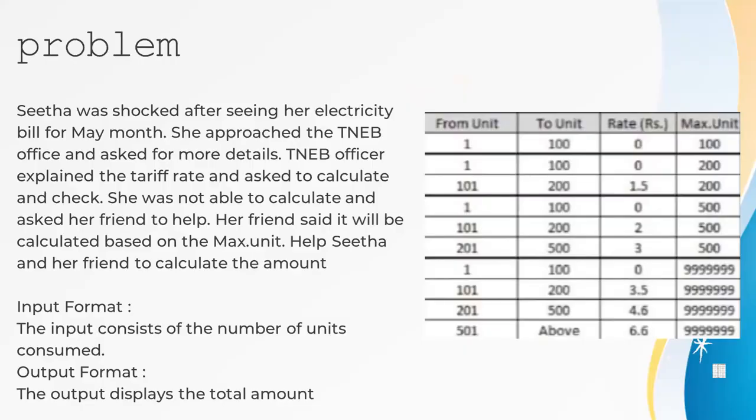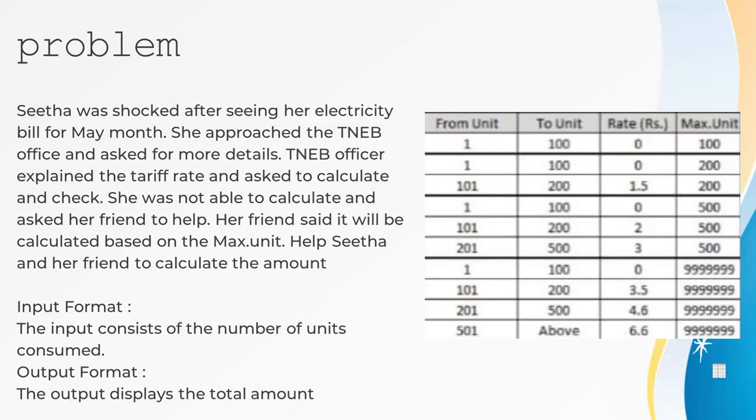Sita was shocked after seeing her electricity bill for May month. She approached the TNEB office and asked for more details. TNEB officers explained the tariff rate and asked her to calculate and check. She was not able to calculate and asked her friend to help. Her friend said it will be calculated based on the maximum unit. Help Sita and her friend to calculate the amount.